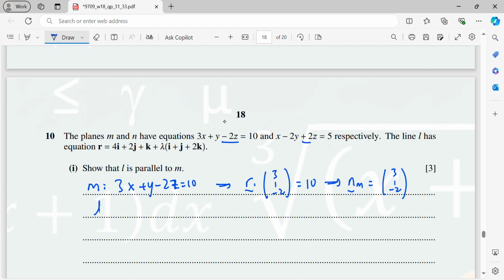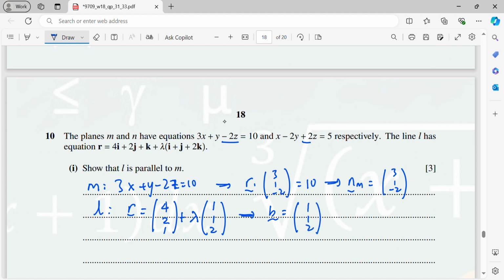Now for the line L, r is equal to 4i plus 2j plus k, so I can express it in this form: (4, 2, 1) plus lambda (1i, 1j, 2k). Therefore, from here I will get the direction vector b, because the vector equation of the line is basically r equals a plus lambda b, or a plus tb. So b is (1, 1, 2).